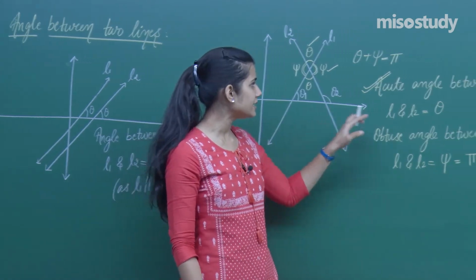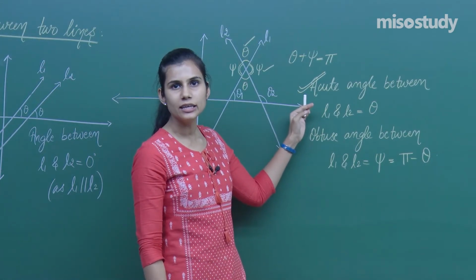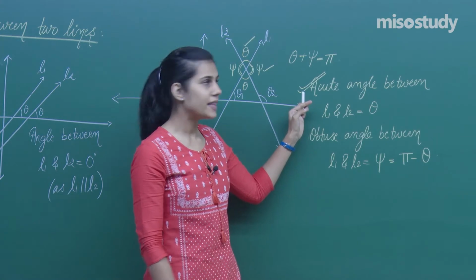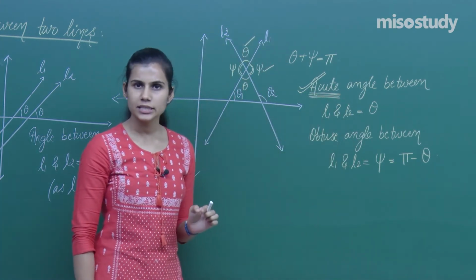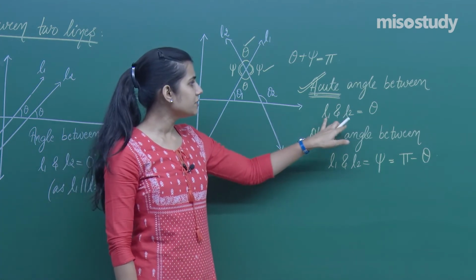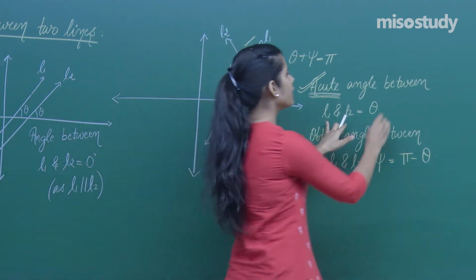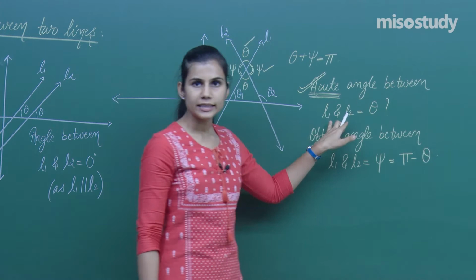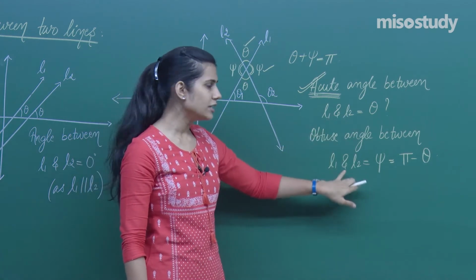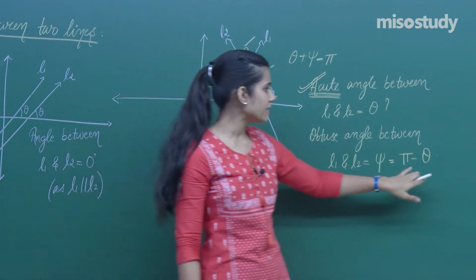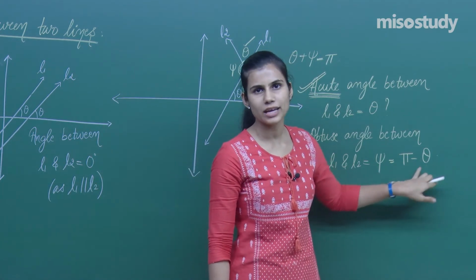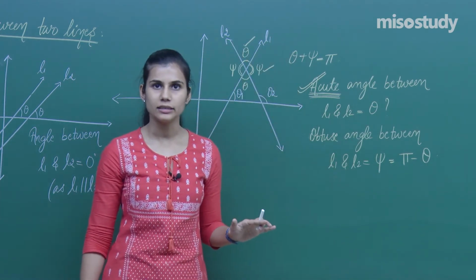But if they are intersecting, then I need to compute the angle between these two lines, and that too primarily focusing upon the acute angle. Is it understood? The acute angle between two lines L1 and L2 is our topic of understanding. The moment this is understood, understanding how to compute the obtuse angle is a cakewalk, because I will just subtract the acute angle from pi and I will get the obtuse angle.